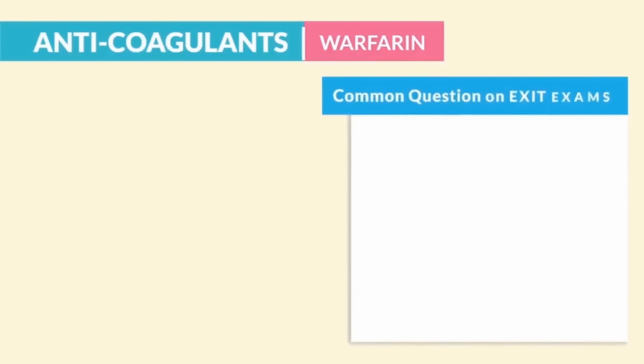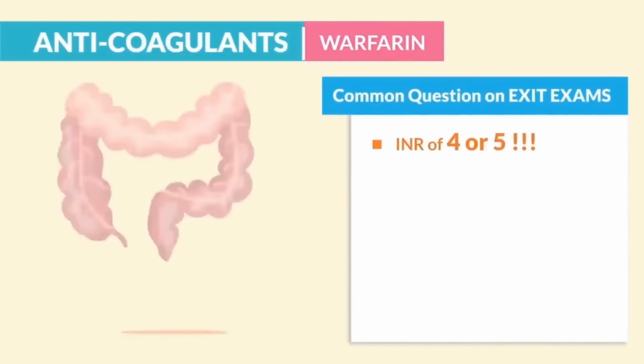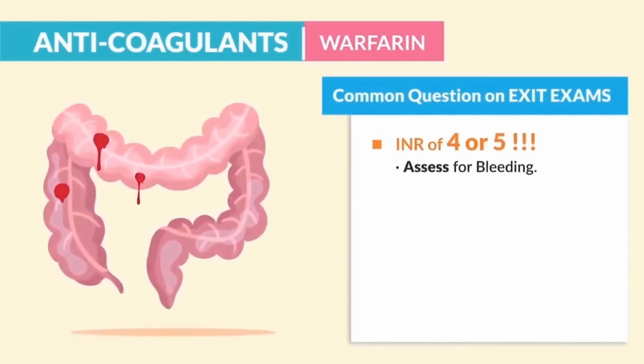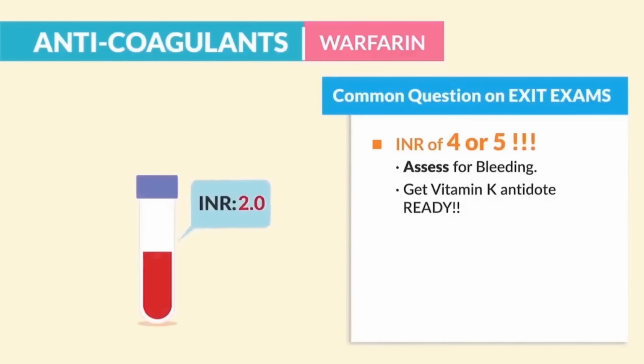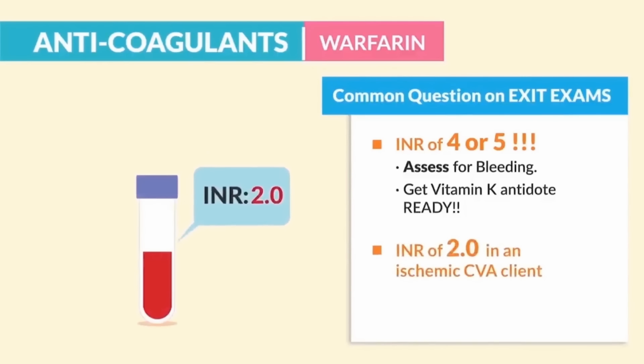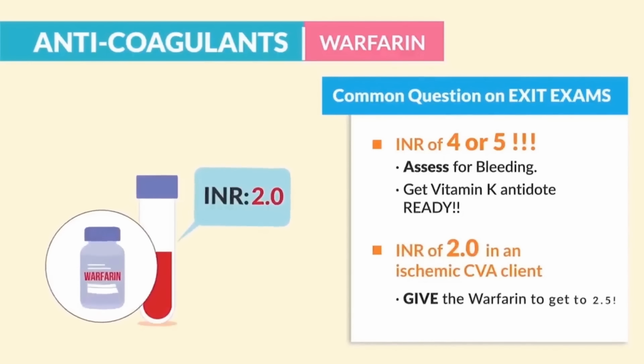Now, some common exit exam questions here. Given an INR of 4 or 5, guys, we're assessing for bleeding and we're getting that vitamin K antidote ready. Or, on the other side of things, an INR of 2.0 with a patient with ischemic CVA. Guys, we give warfarin to get up to 2.5.